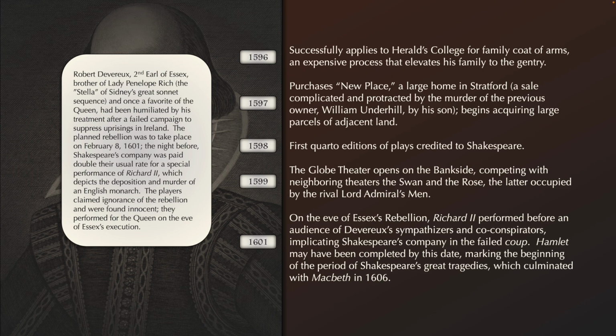Where Shakespeare gets implicated in this is the night before the rebellion was to take place, his company was paid double their usual rate for a special performance of Shakespeare's play Richard II, which depicts the deposition and murder of an English monarch. The players were interrogated. They claimed they didn't know anything about this.